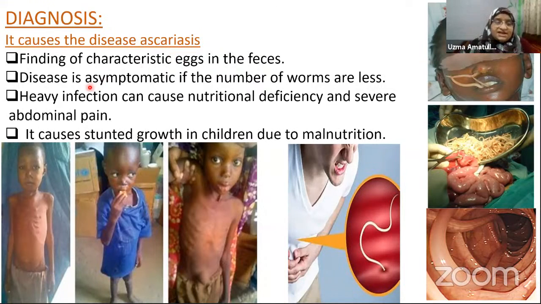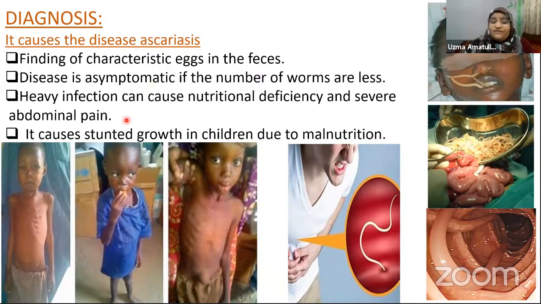Now, the disease is asymptomatic if the number of worms is less. If the worms are very few in number, the person will not show symptoms. The worms are there in the body, but they will not show symptoms. Now, in heavy infection, if the worms are more in number, it causes nutritional deficiency and severe abdominal pain.